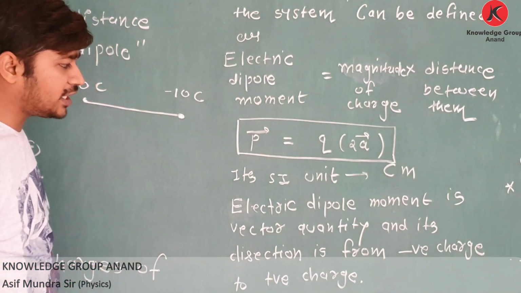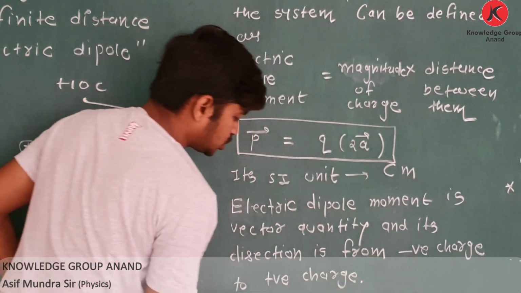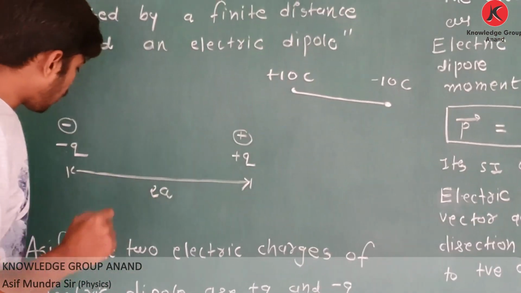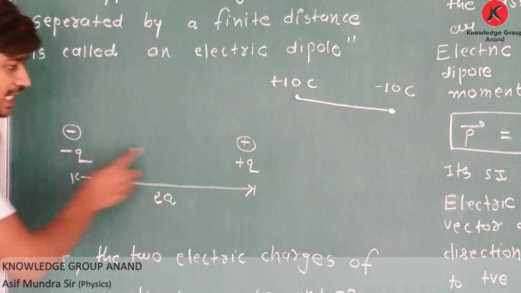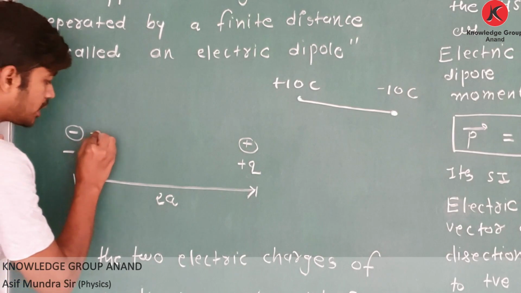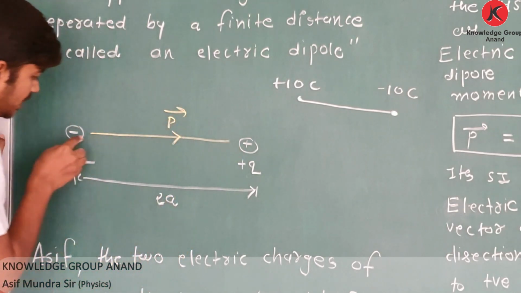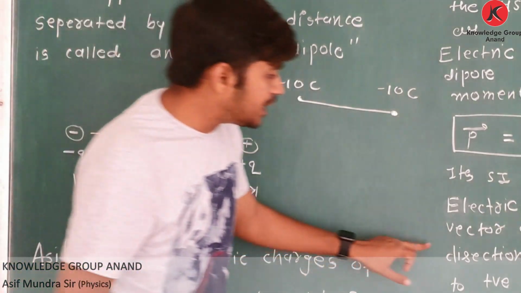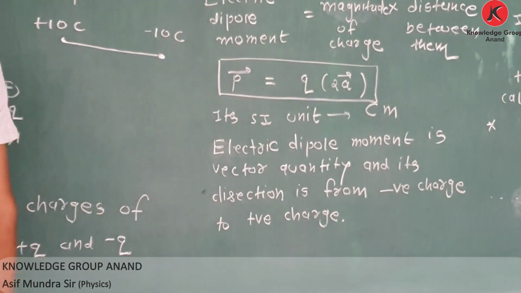Therefore, its direction is important, and its direction is from negative charge to positive charge. See in the figure, what is the direction of electric dipole moment? It is the negative charge, it is the positive charge. So the direction of electric dipole moment is from negative charge to positive charge. So remember, the direction of electric dipole moment is from negative charge to positive charge.